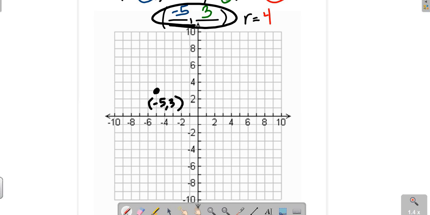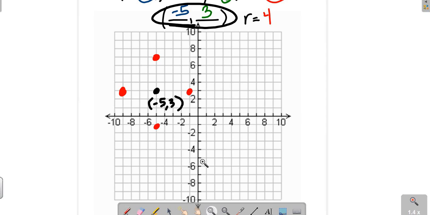Then we're going to do 4 guide points for our radius. I'm just going to go north, south, east, west. So north 4, 1, 2, 3, 4. South, east, west.